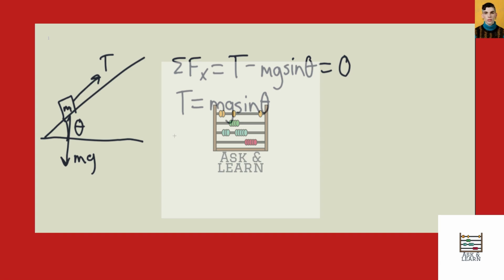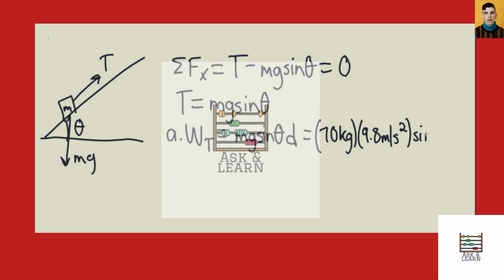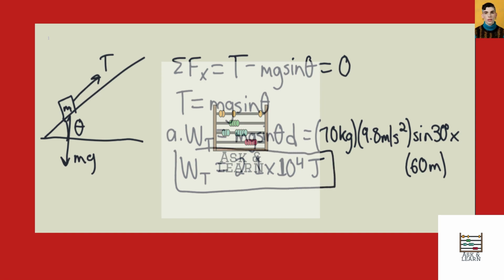And so we can say that for part A, the work done by the tension force is going to equal mg sine of theta times d, the distance up the incline. This would equal 70 kilograms multiplied by 9.8 meters per second squared multiplied by sine of 30 degrees multiplied by 60 meters. And we find that the work done by the tension force in the cable is approximately 2.1 times 10 to the 4th joules. This would be our final answer for part A.